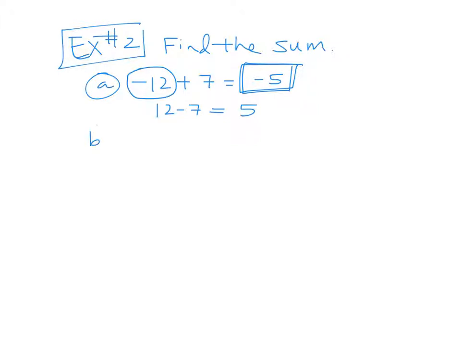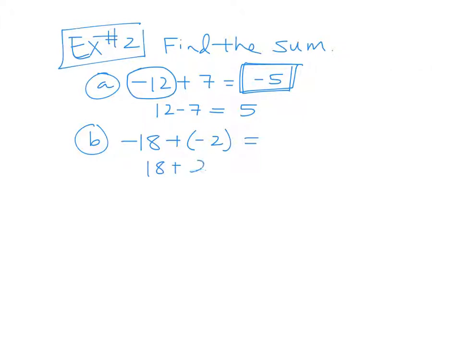Okay, how about this one? -18 plus -2. Are we adding their absolute value or subtracting their absolute value in this problem? Adding. Yes, that is what you do. Why do you do it? I want you to know why you do it. Because they're both negatives, right? If they have the same sign, you add. If they have different signs, you subtract. So we're going to add these together.